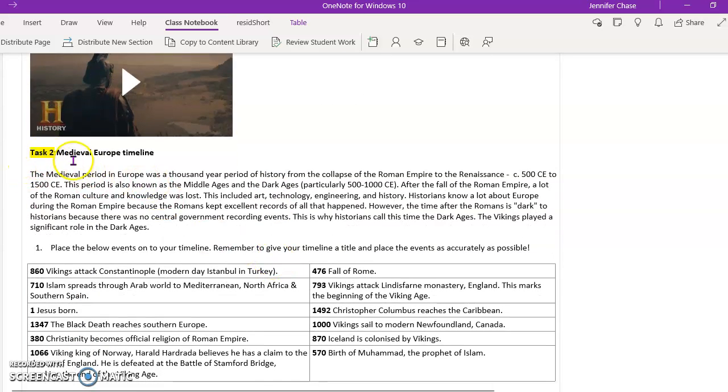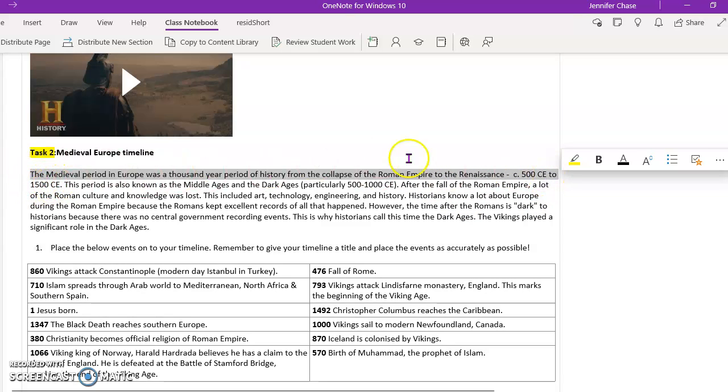Okay, task 2 then today is to do a medieval Europe timeline. As mentioned already, the medieval period in Europe was 1,000 years, after the collapse of the Roman Empire to the Renaissance. So that's why I put circa 500 to 1500 CE. As we've just seen, the Roman Empire actually collapsed in 476. This period is also known as the Middle Ages sometimes, so in the middle of the Roman Empire and modern history. And it's also sometimes known as the Dark Ages, particularly the first half of it, 500 to 1000 CE.